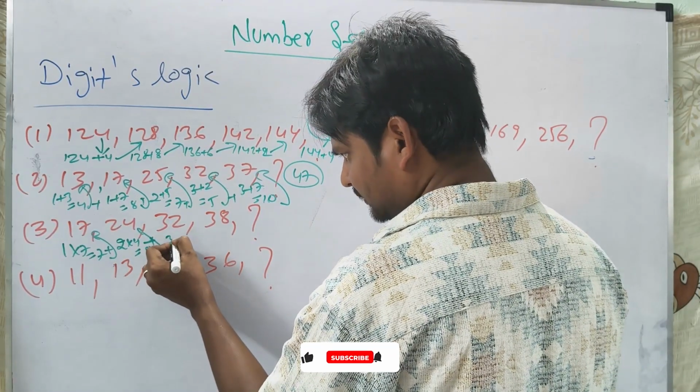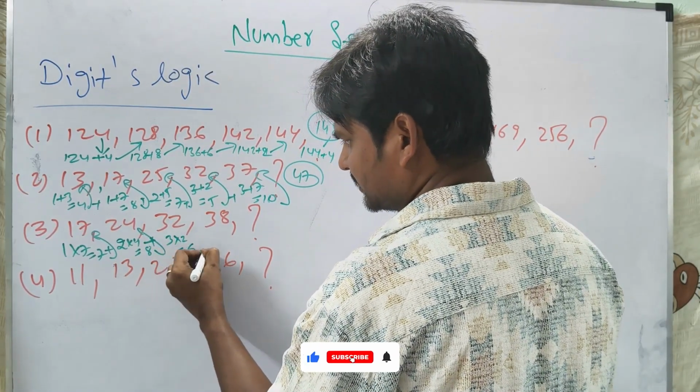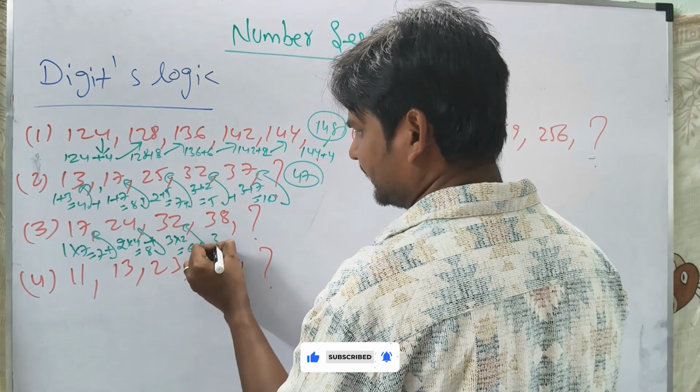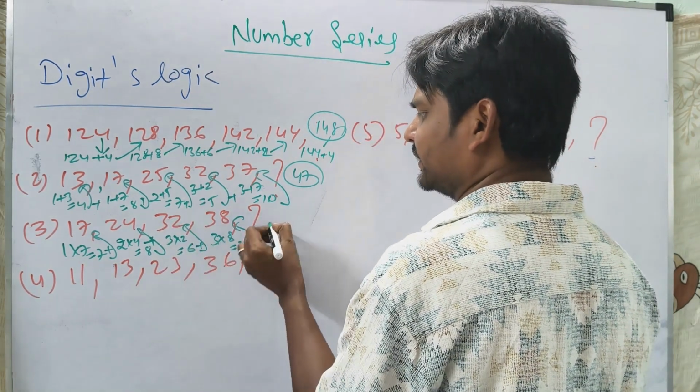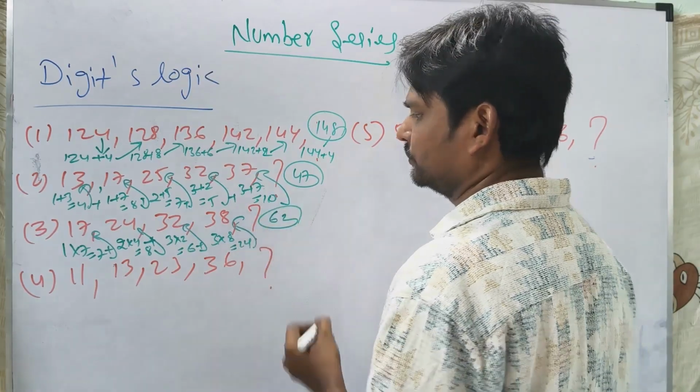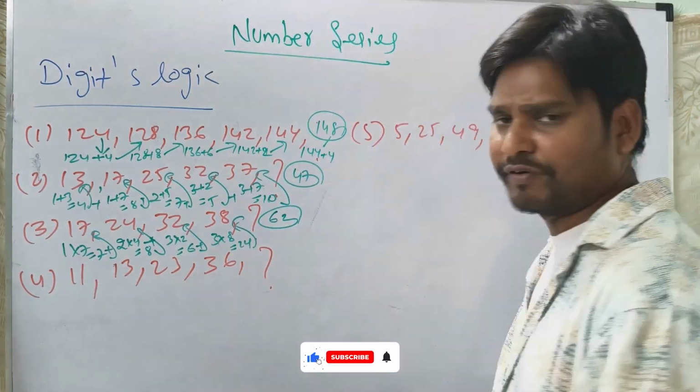Then 3 into 2 gives 6. 6 plus 32 gives 38. Now 3 into 8 gives 24. 24 plus 38 gives what? 62. Next, here see, this is a different method.